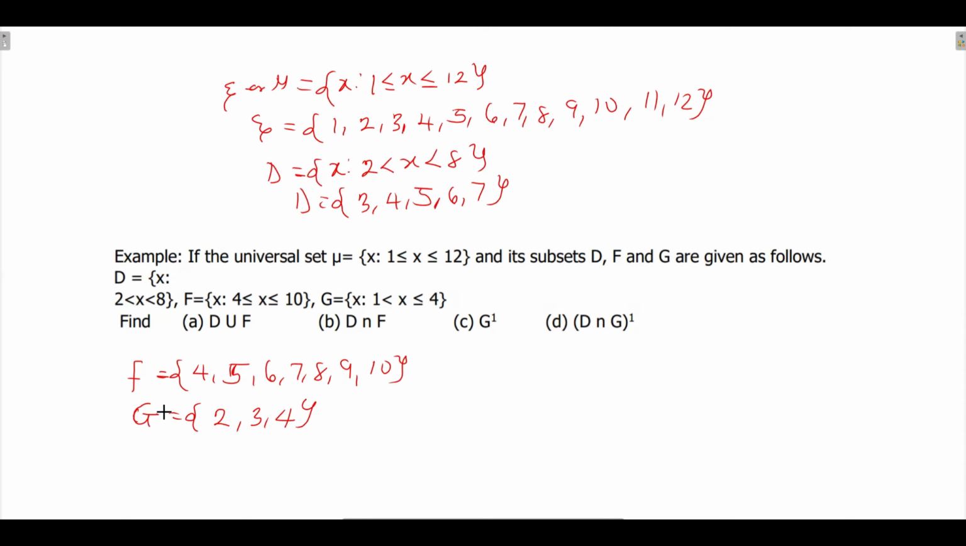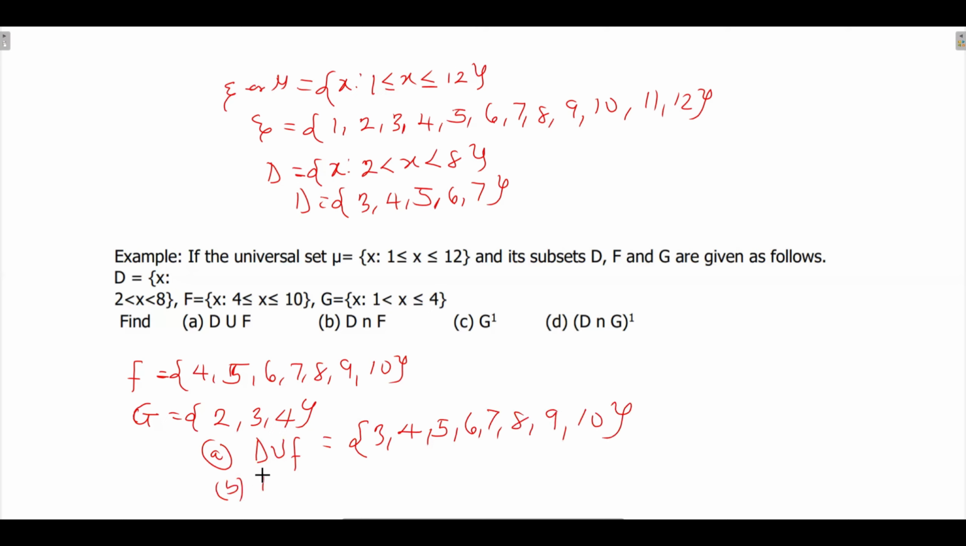So the first question says D union F, that means we should combine both the elements of D and F. If you look at the elements of D here, 3, 4, 5, 6, 7, and the elements of F, 4, 5, 6, 7, 8, 9, 10. We start with 3. 4 is in both, so we pick one. 5 is also there, we pick one. 6 is there, we pick one. 7 is there, pick one. Then 8, 9, 10.